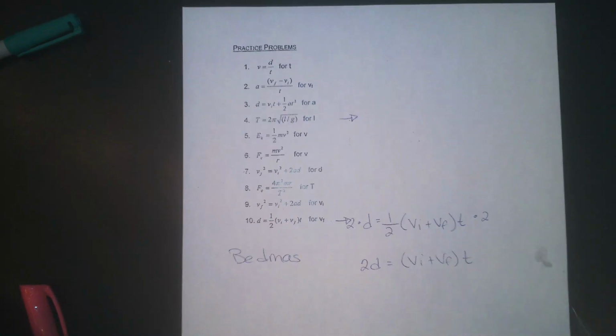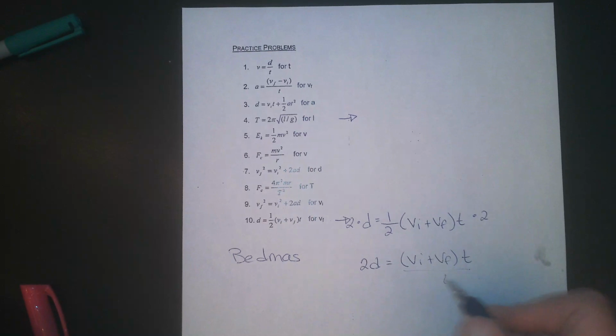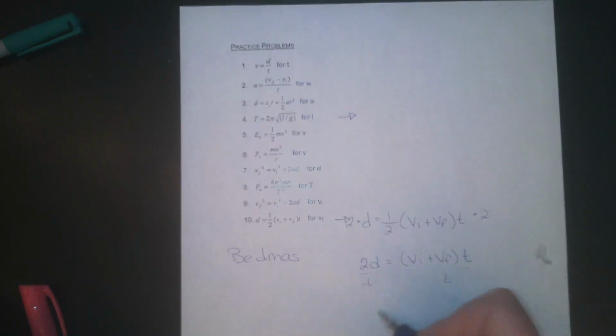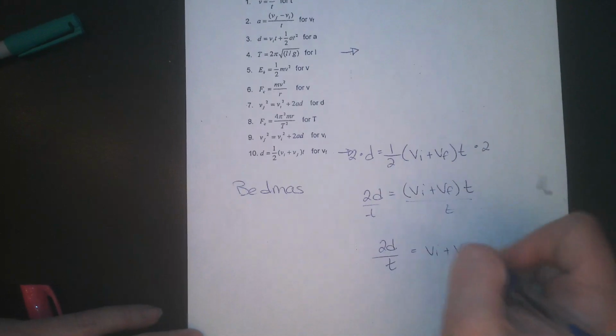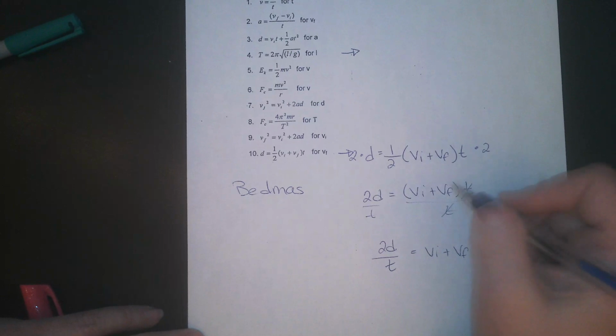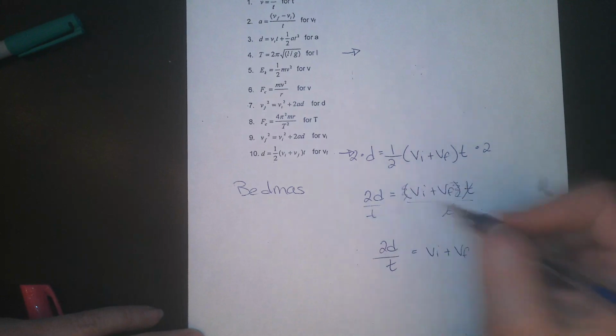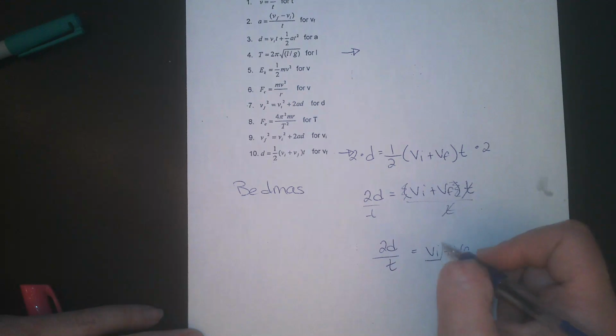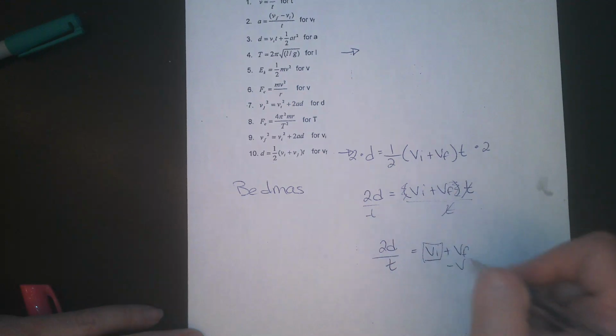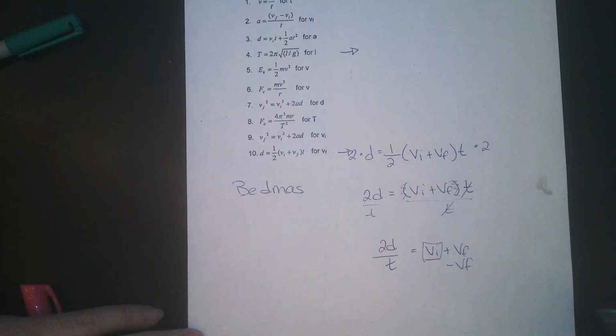So we have to move the t first, and by doing that, we divide the whole system by t. So now you're left with 2d over t is equal to vi plus vf. Once we remove this t, these brackets will fall away and open up this equation. Now we can isolate for vi by moving vf. The opposite math function is subtraction.